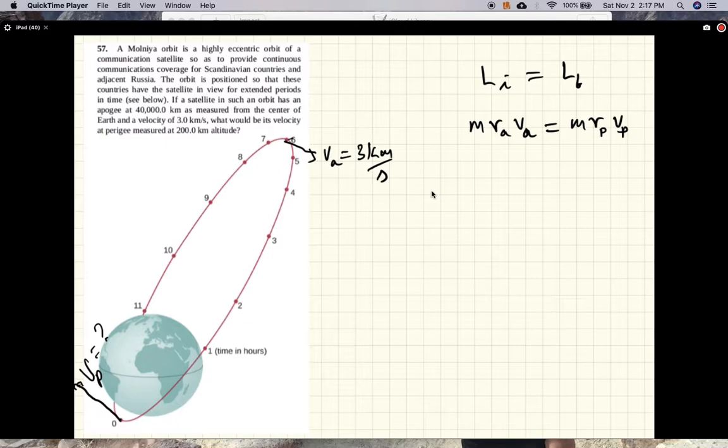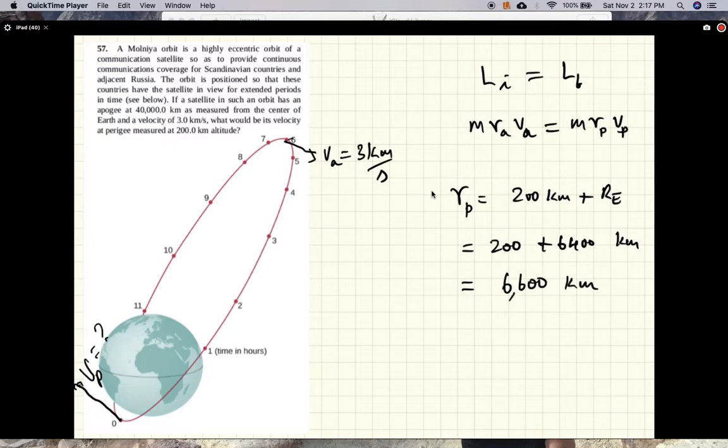Now these distances are from the center of the Earth. So this distance is given to be 40,000 kilometers from the center, but this distance is given from the surface, so we have to calculate that from the center. So the perigee distance is 200 kilometers plus the radius of the Earth, and that is equal to 6,400 kilometers. So this is 6,600 kilometers. So we have to be careful of that.